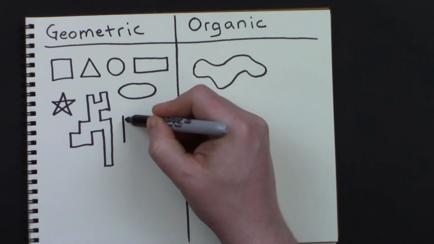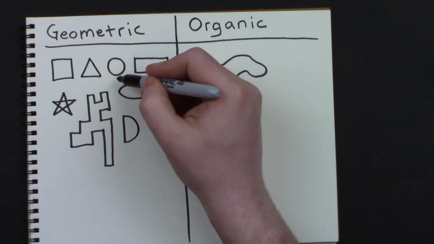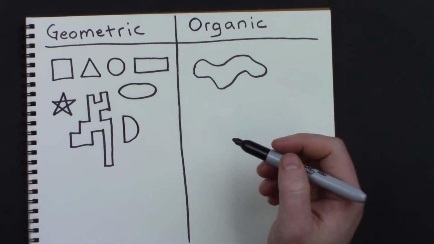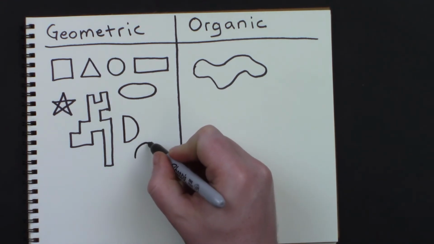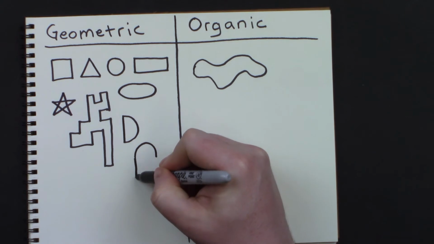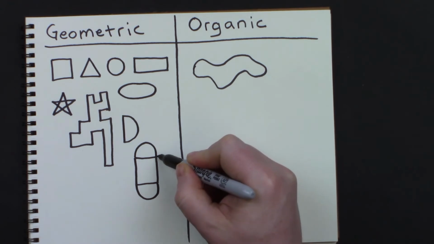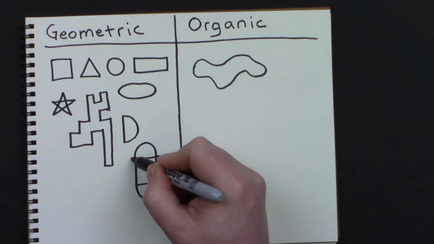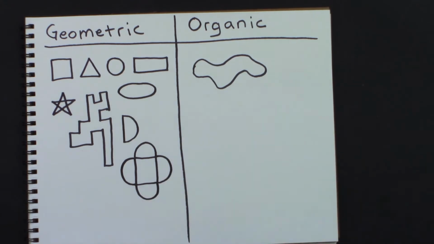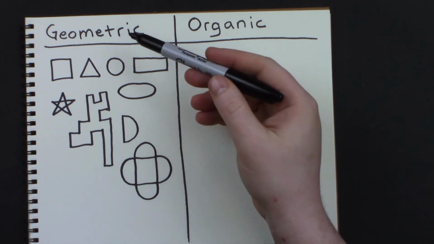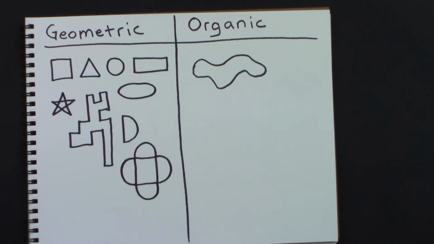For example, a semicircle. It's got one straight line, and then the other half is half of a perfect circle, right? That's called a semicircle. Well, there's this other cool shape that's like a semicircle. Think of it like a square with a semicircle on top and a semicircle on the bottom and a semicircle on the right and a semicircle on the left. That shape is called a quatrefoil, and it is definitely geometric.